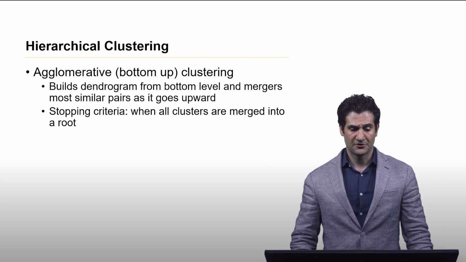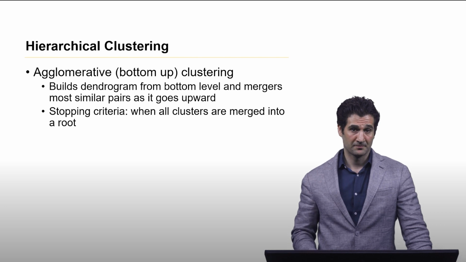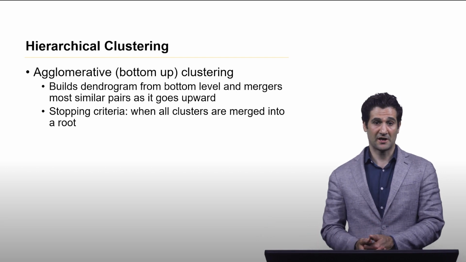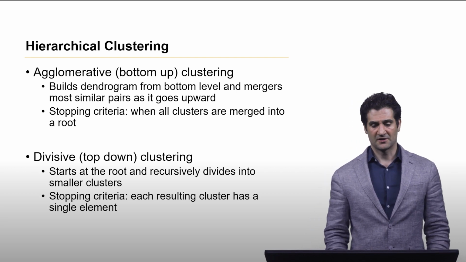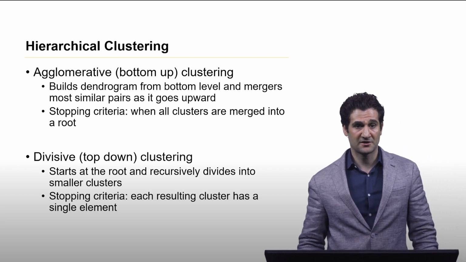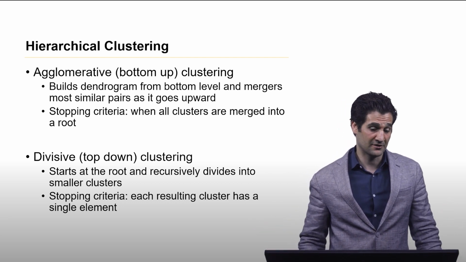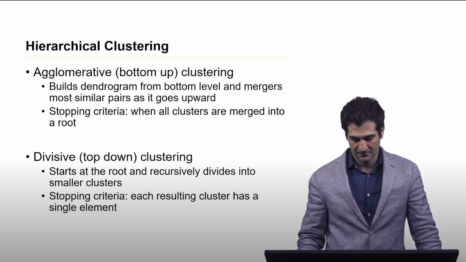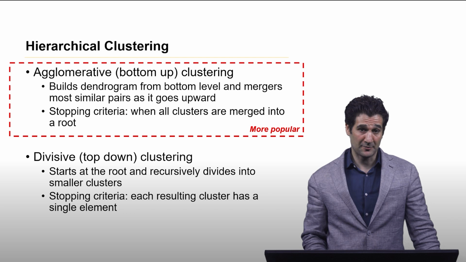Agglomerative, also called bottom-up, builds the dendrogram from the samples going upward. The stopping criterion is very straightforward: it's when all clusters are merged into a root. So we knew we stopped in that previous example when we only had 2 clusters left. The second type is called divisive or top-down, which starts from all the data and then recursively divides it up into smaller clusters. The stopping criterion is when each cluster has a single element. Agglomerative has become much more popular, and there are more efficient implementations for it as well.